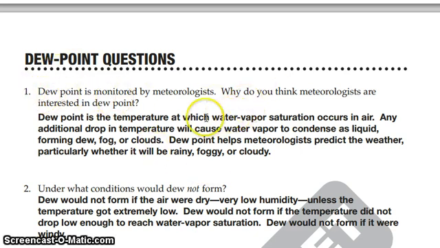The dew point is monitored by meteorologists, and the importance of the dew point is the temperature at which saturation occurs in the air. Any additional drop in the temperature will cause the water vapor to condense as a liquid, forming dew, fog, or clouds. The dew point helps meteorologists predict when rain or fog or clouds is going to form.